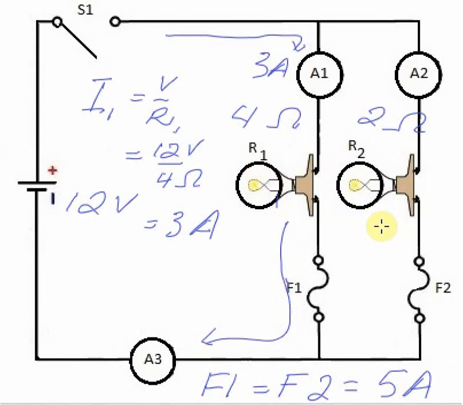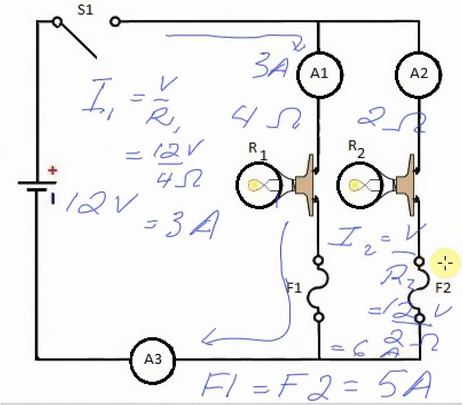In this part of the circuit, we want to figure out the current in this branch. So I2, the current through A2, is equal to the voltage divided by the resistance R2. For this example, that would be 12 volts divided by the resistance here. This is 2 ohms. And when we divide 12 by 2, that gives us 6 amps.